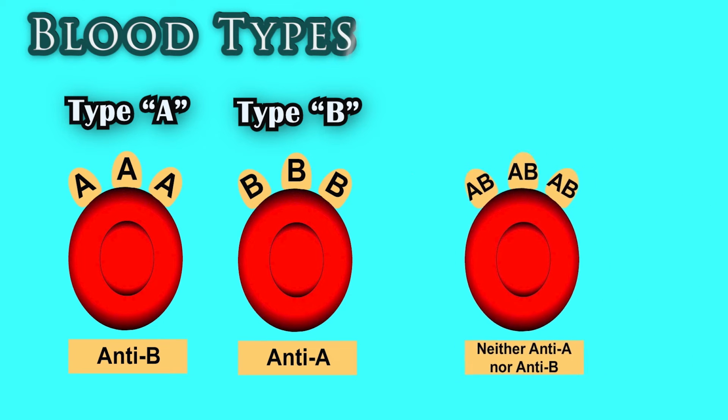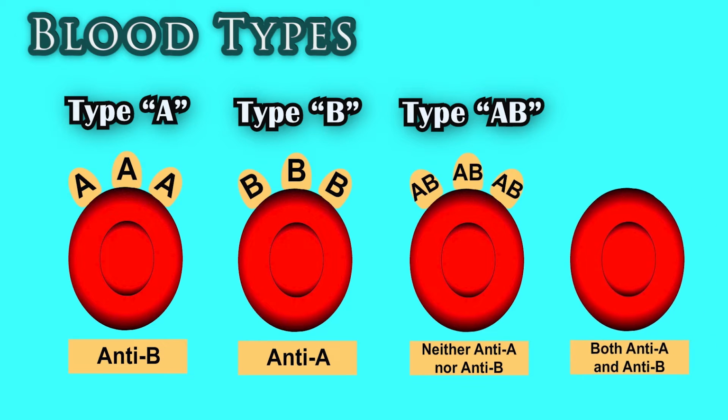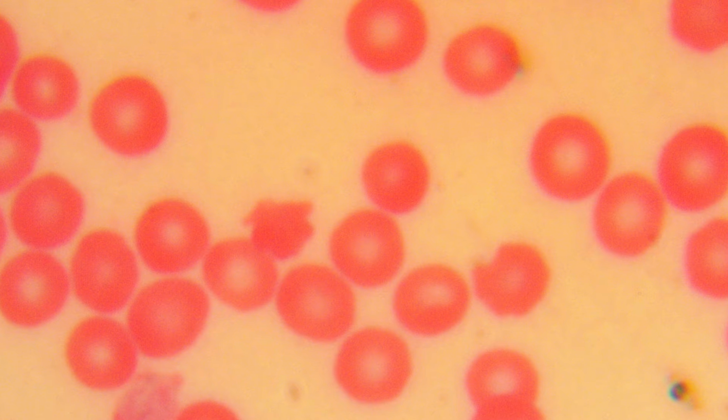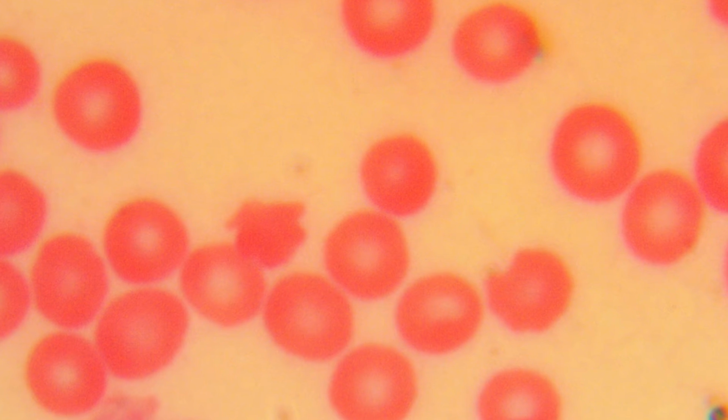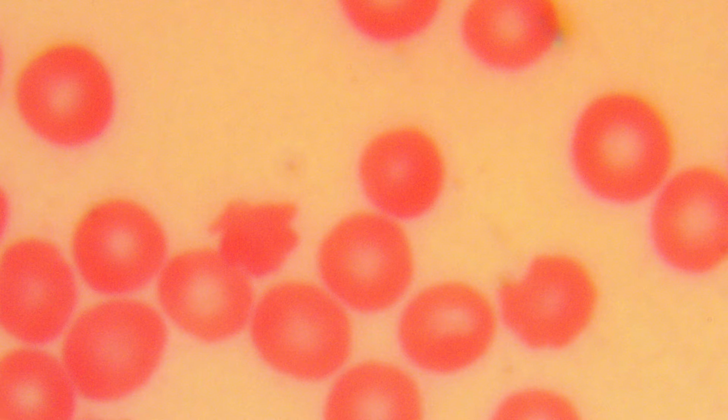Some people have both type A and type B proteins on their red blood cells. Type AB. Some people have neither A nor B proteins on their red blood cells, and they would be type O. If type B blood was placed into somebody who had type A, bad things would happen. The body of the type A person would recognize the type B blood cells as foreign. Their immune system would respond by destroying those blood cells.